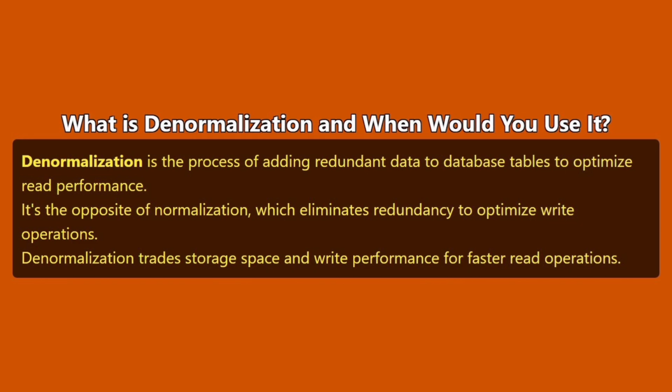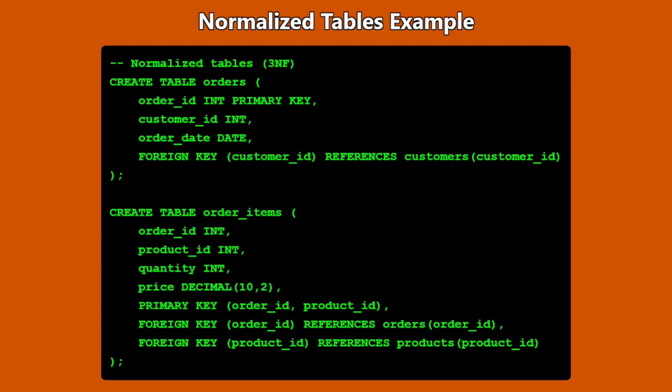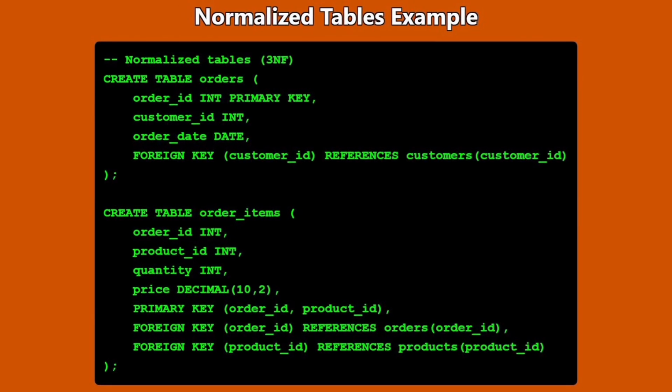In the example, we have two tables in third normal form, orders and order items. The orders table contains order level information like the customer ID and order date, while the order items table contains the product specific details for each order. This separation eliminates redundancy but requires joins for many queries.